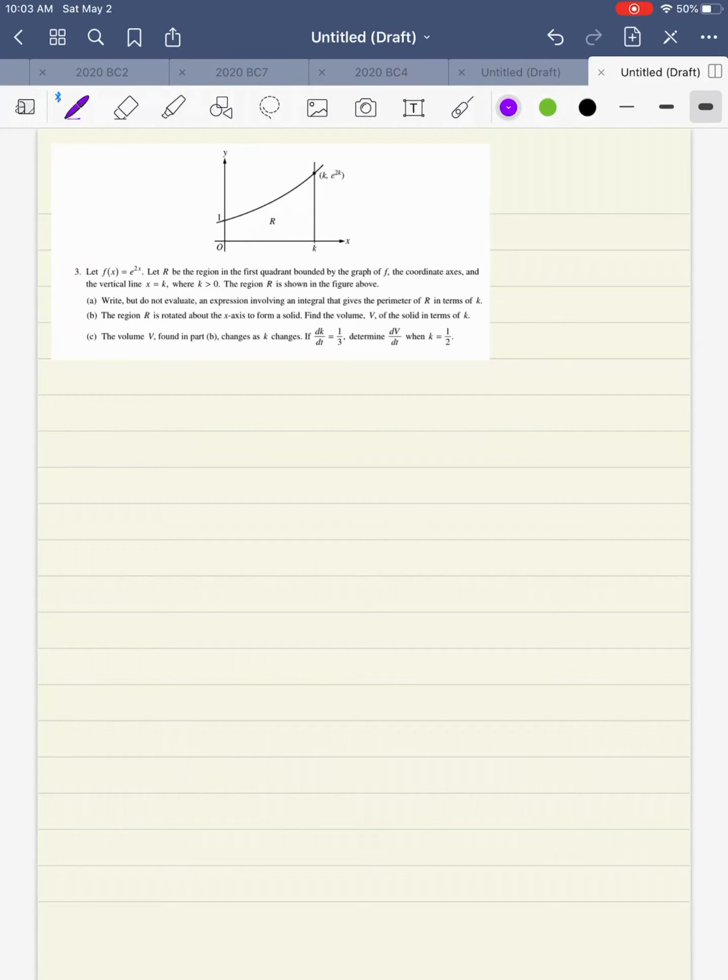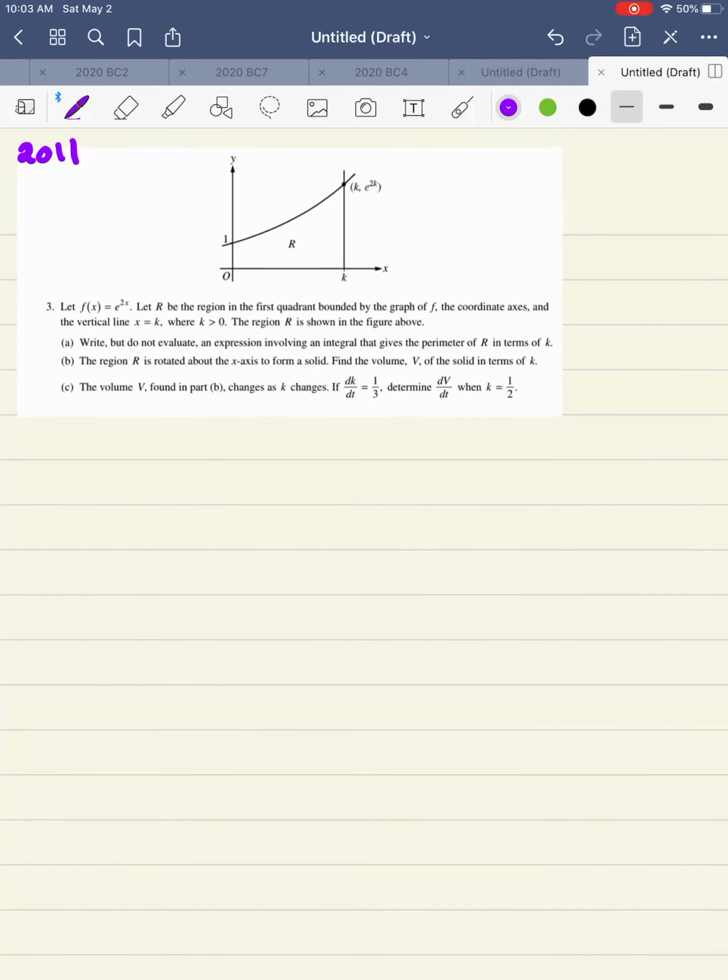Okay, this is the 2011 BC FRQ year. If you want to pull up the scoring rubric later. All right, so this is a cool one. Some different ideas, good mixtures, and it does have a volume in here. So I want to talk about this one because that could be on your exam.